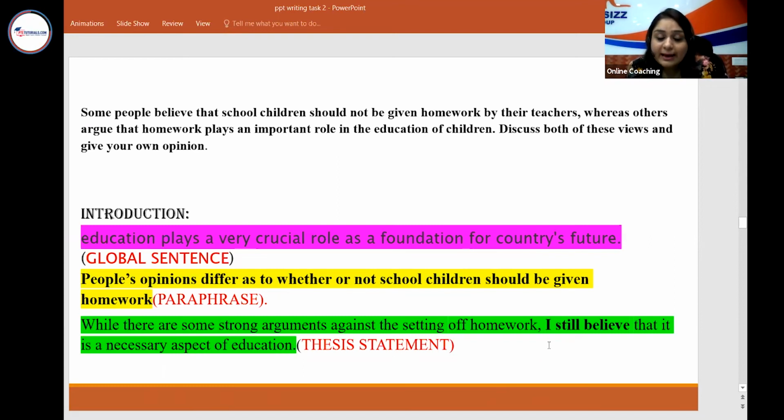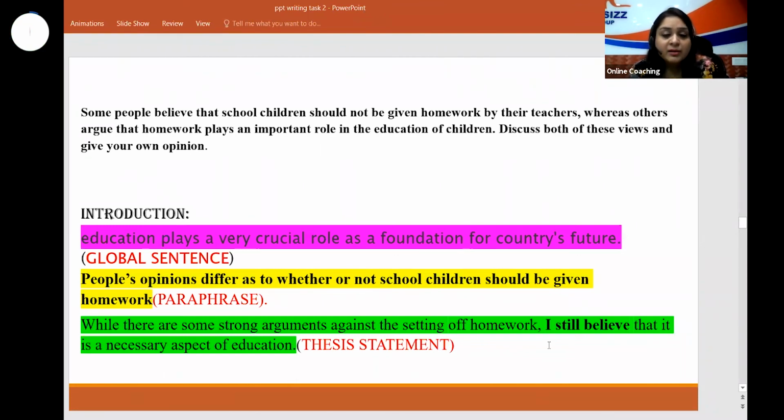Then see how I have written the thesis statement. While, see again I have made my sentence complex. While there are some strong arguments against the setting of homework, comma, because while always includes a comma, I still believe that it is a necessary aspect of education. I still believe, because in your topic, the examiner wants you to write your opinion. So I am writing my opinion in my thesis statement, that I still believe that it is a necessary aspect of education.